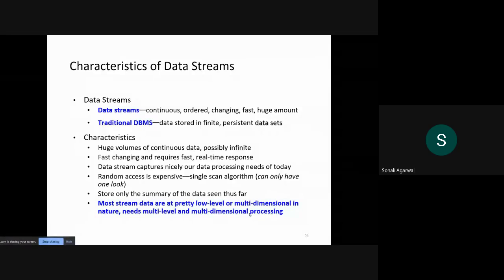Data streams are basically a continuous ordered sequence of data, and it is changing in nature, and it is again of huge amount, so that is important. It is coming in huge amounts. And in traditional database management systems, the data is finite in size, meaning they have some limitations.